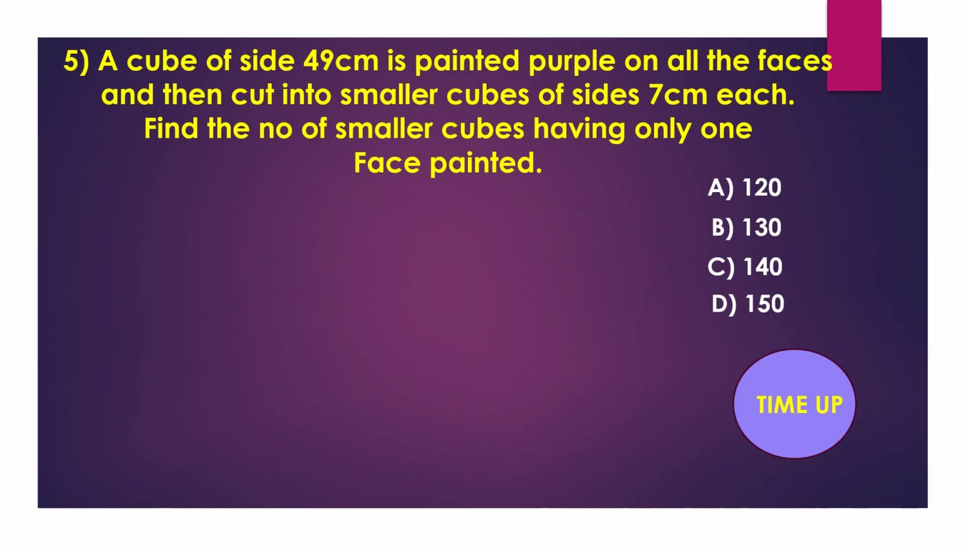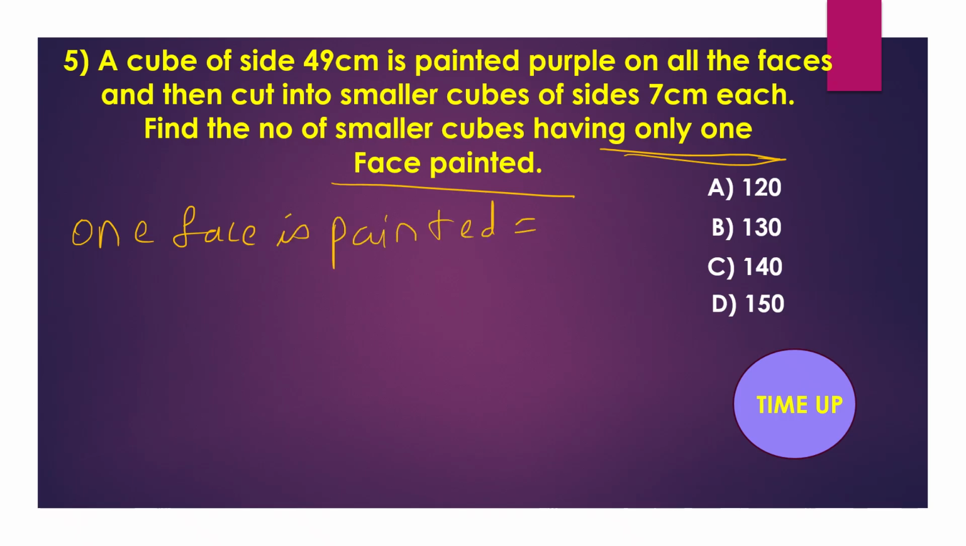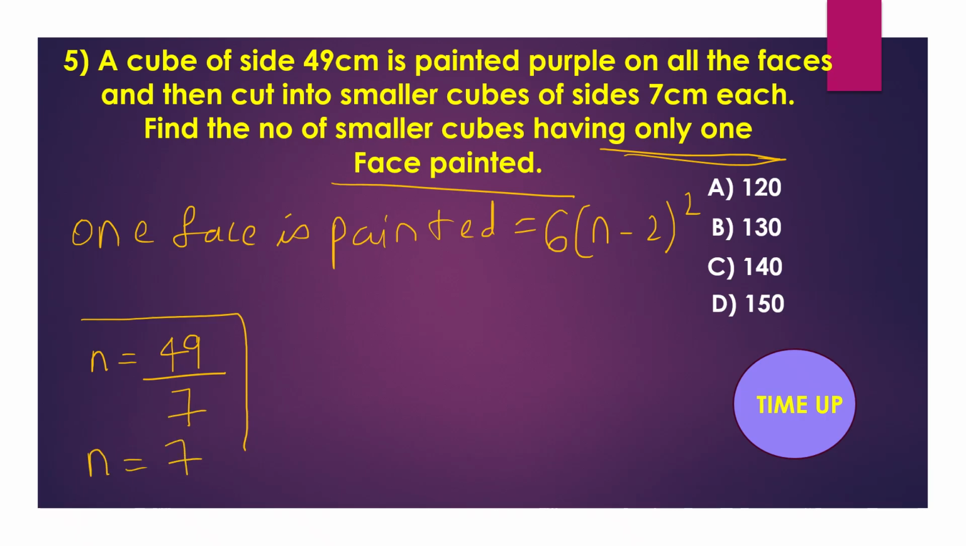So here what they've asked is one face painted. So when one face is painted, what is the formula? It is 6 into n minus 2 the whole square. So how to find out n? N is larger cube upon smaller cube. Larger cube is 49, smaller cube is 7. So answer is 7. That is the value of n. So that you insert in this formula.